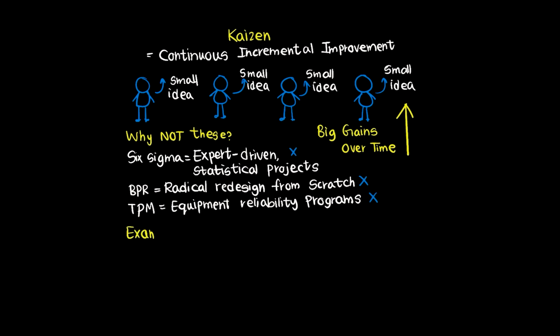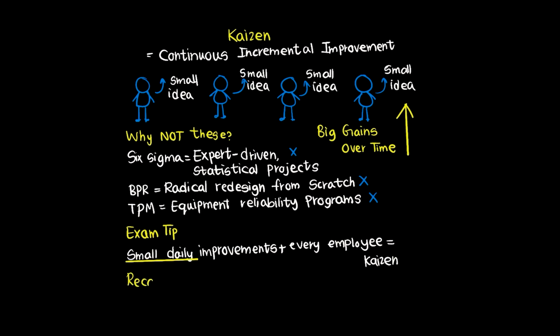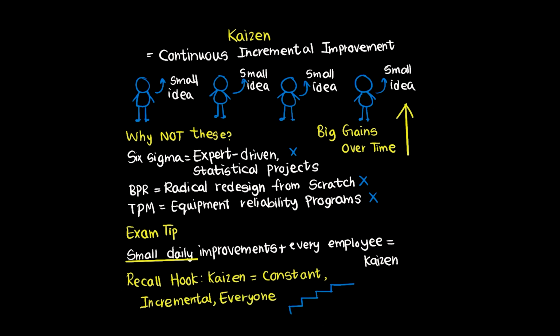Here's a WGU C215 OA exam tip for you. When the question says every employee, small daily improvements, or continuous incremental change, that is Kaizen. Quick recall hook. Kaizen equals constant and incremental. Zero excuses needed.